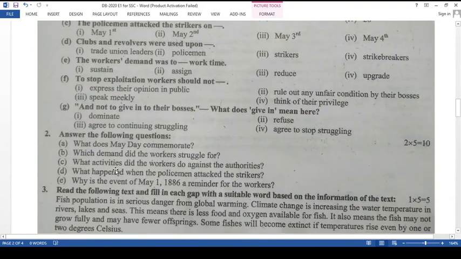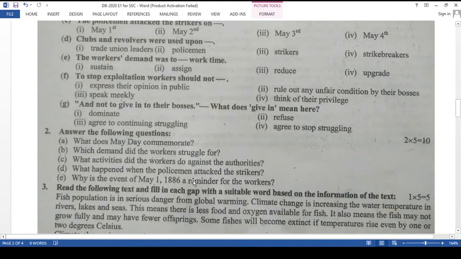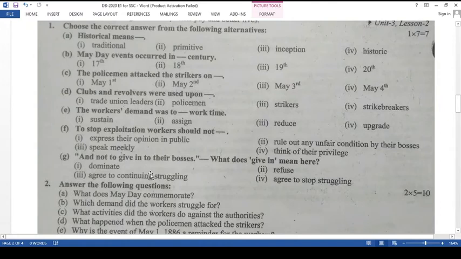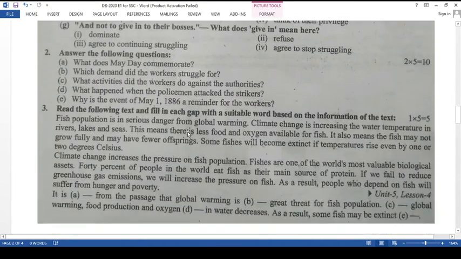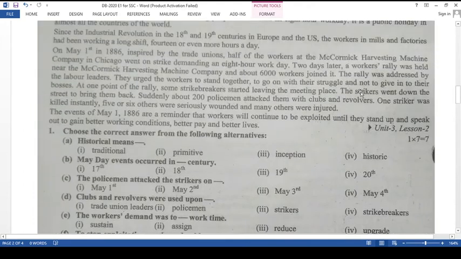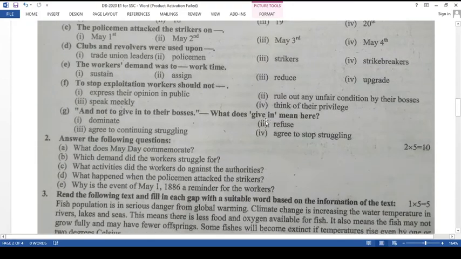Okay. Then next question. What happened when the policemen attacked the strikers? That means the outcome of the attack. We have to make the answer from the question. When the policemen attacked the strikers, one striker was killed instantly, 5 or 6 others were seriously wounded, and many others were injured. So the answer is very much available in the passage.